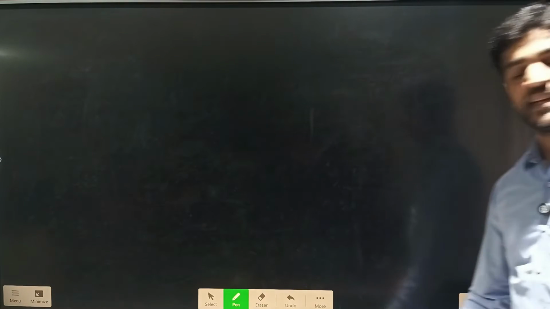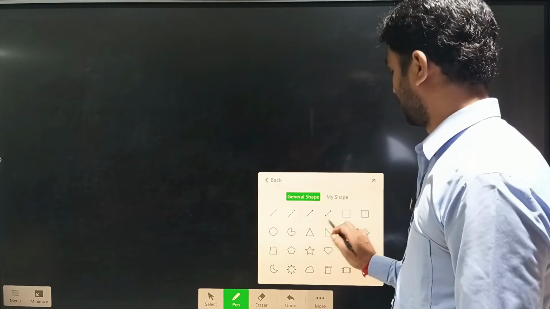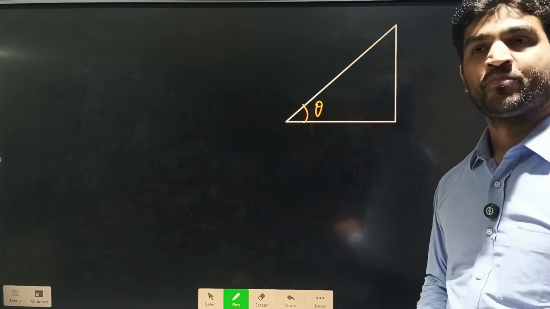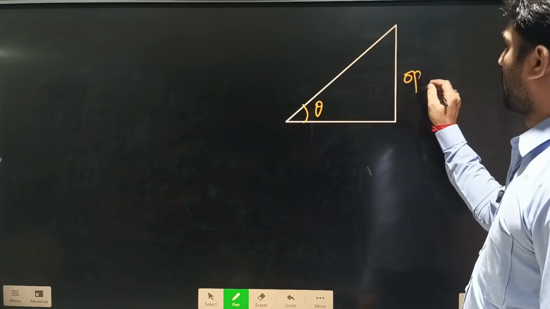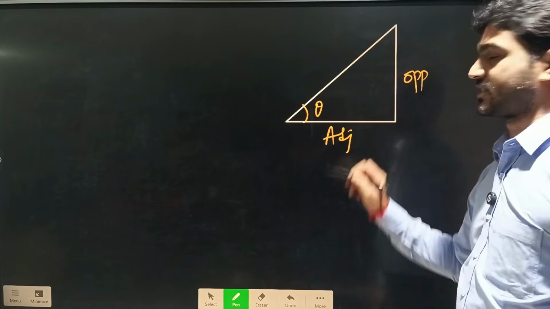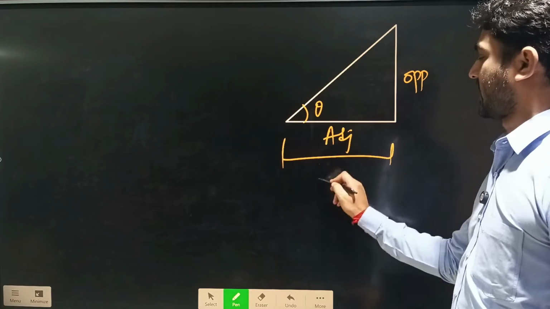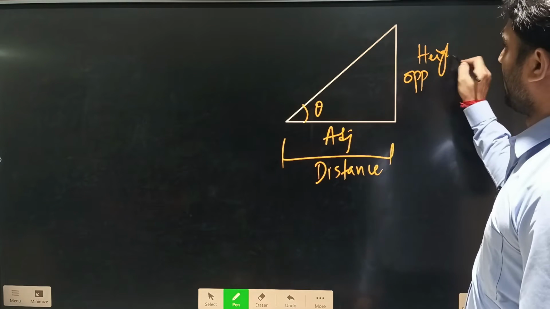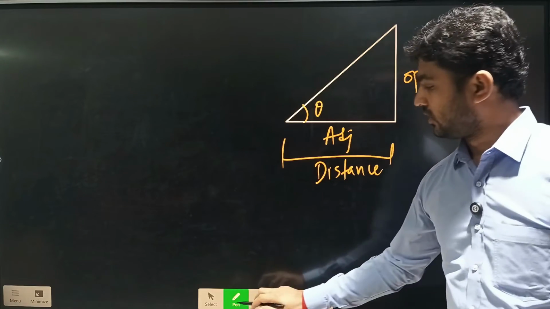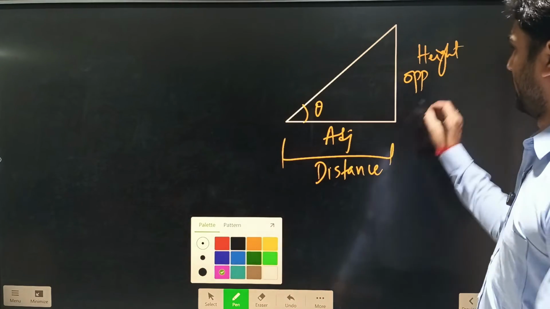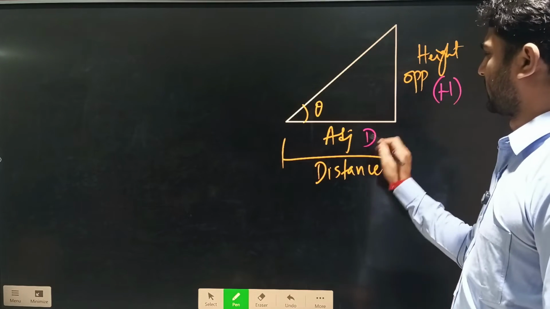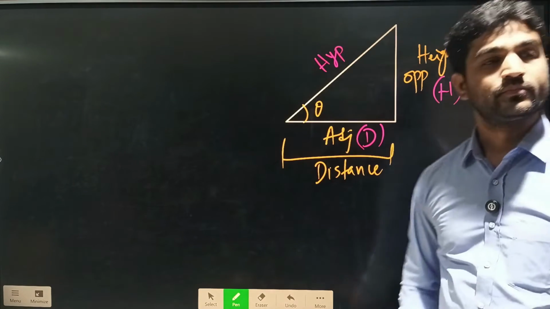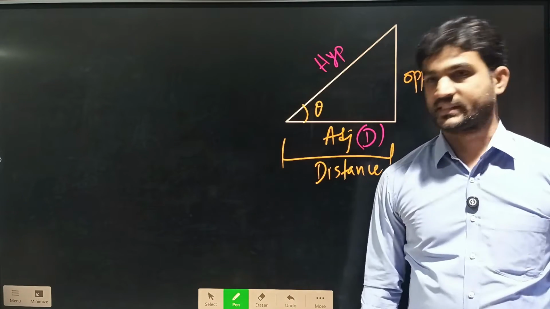Now dear students, in this observation, once again I am going to consider the right angle triangle. In this right angle triangle, let me consider theta. For this theta, this is the opposite side. The next side is the adjacent side, which we can also consider as the distance. And here is the height of the building or height of the tower, h. So let me call this h, and I will call this d. Distance is d. And let's call this the hypotenuse side, or the line of sight.